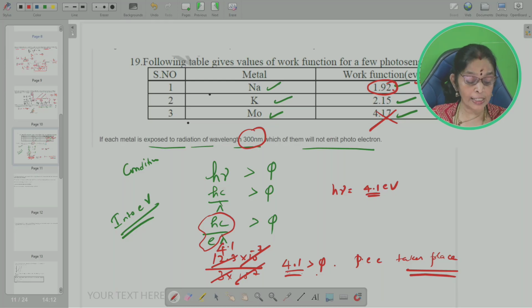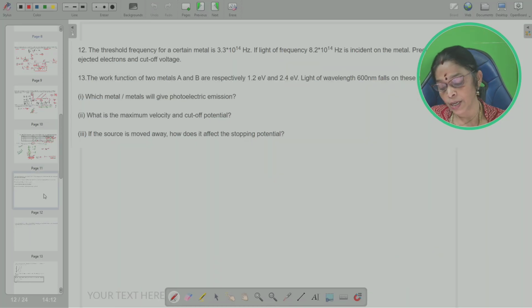So therefore this photoelectric emission takes place, but for molybdenum it does not take place, because its work function is 4.17. Why does it not take place? Because the work function is greater than the incident energy.